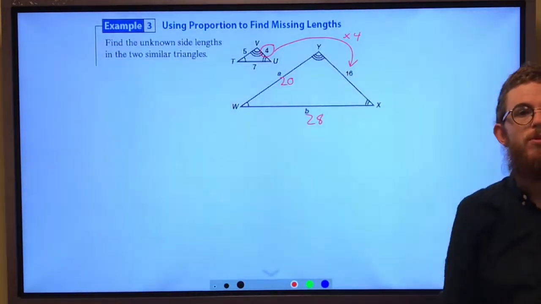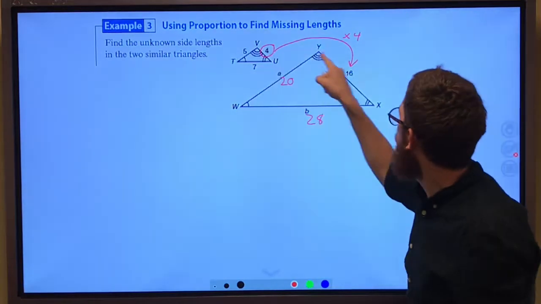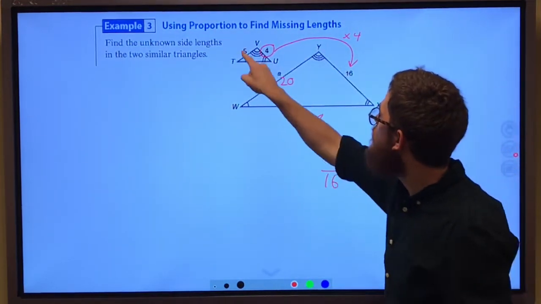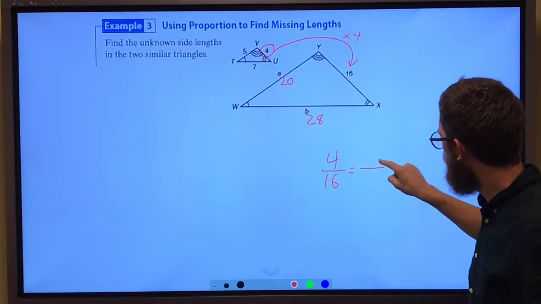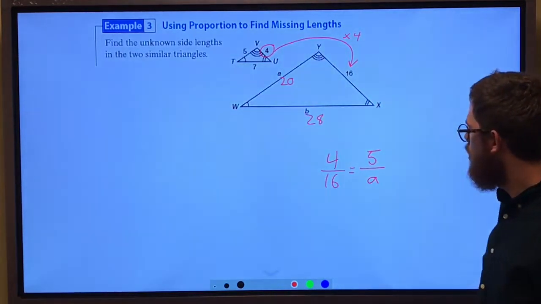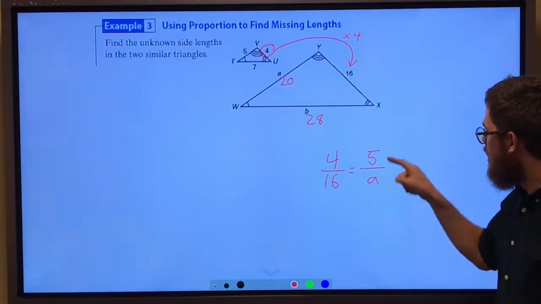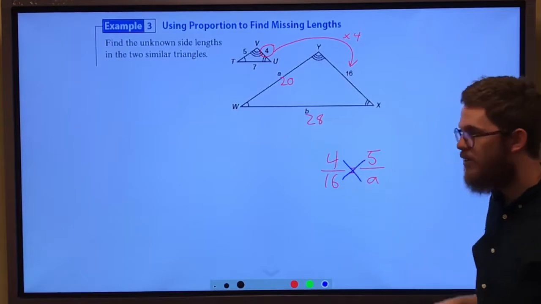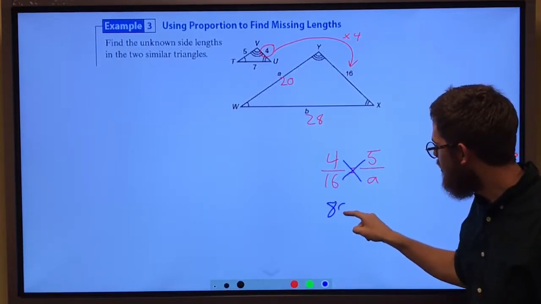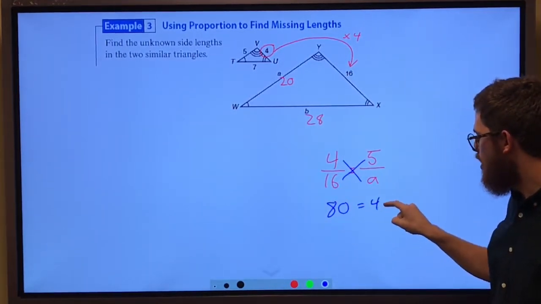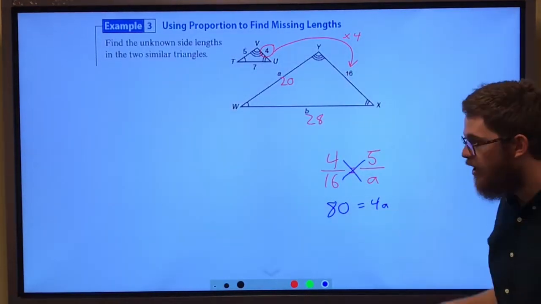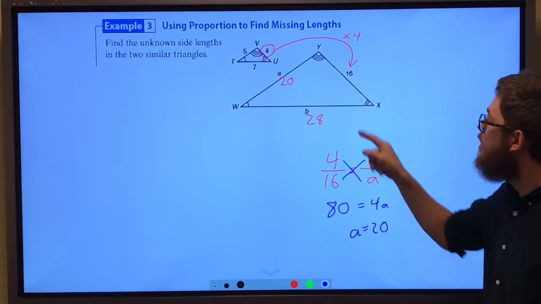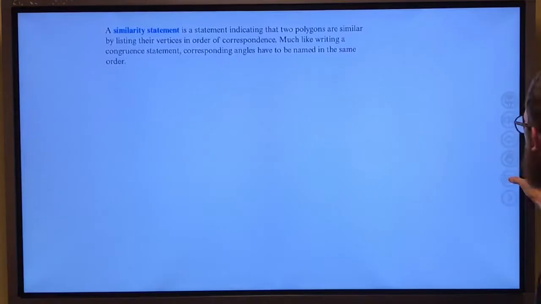If you want to see this with a proportion, we could. 4 to 16, well, you want to keep that ratio. 5 becomes A. 4 to 16 as 5 is to A. We can multiply the extremes, multiply the means. 5 times 16 is 80, equals 4 times A. Divide both sides by 4, and we know 80 divided by 4 gives us 20, just as expected right there.